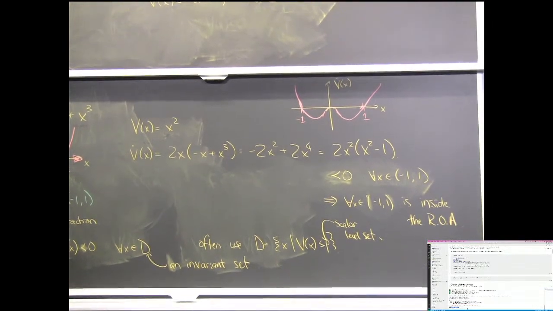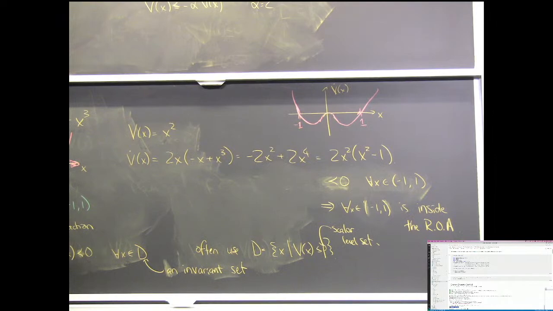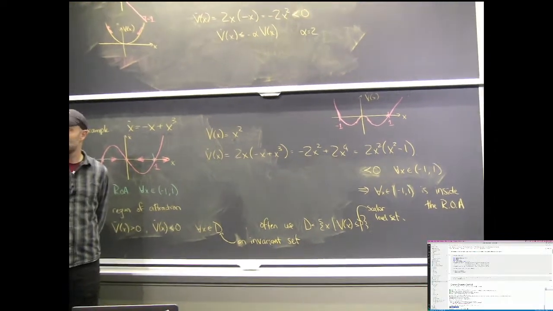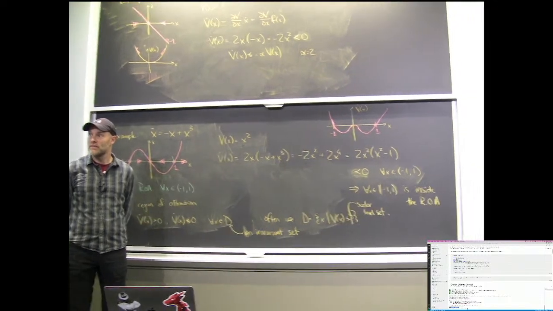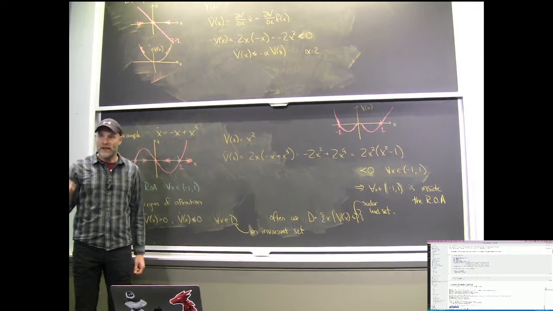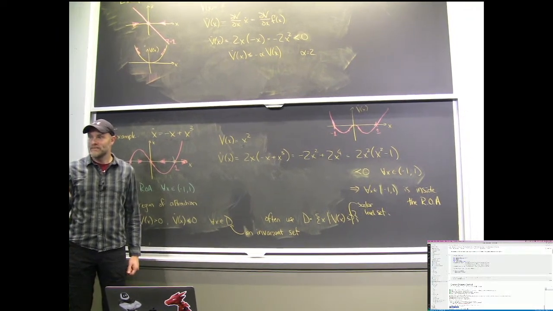Yeah. So if we wanted to make the invariant set the whole space, is that where we need the radially unbounded condition as well? Exactly right. Why does not having that mess things up? So the question is, why do you need the radially unbounded condition?